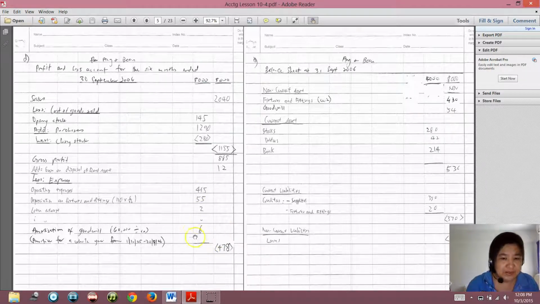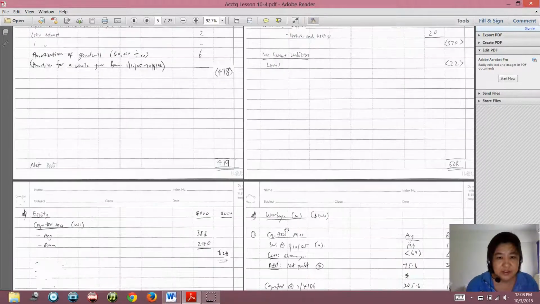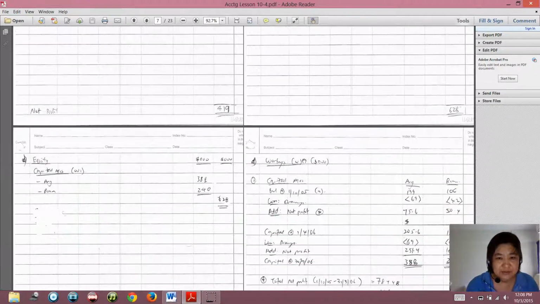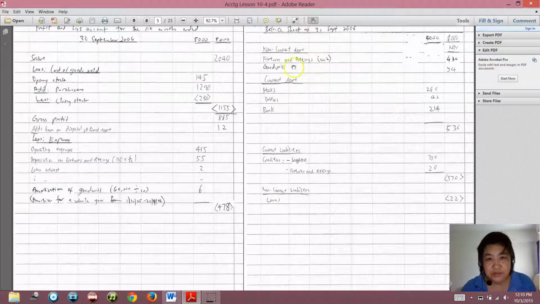So now I add all these expenses, which is 476, then I get the net profit. After I have laid this down, the balance sheet will be laid out. So I will explain the easy one first. In the exam also, once you've laid it out, you can put the easy numbers first.